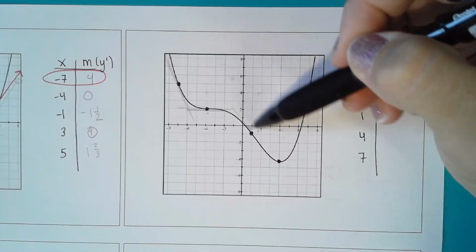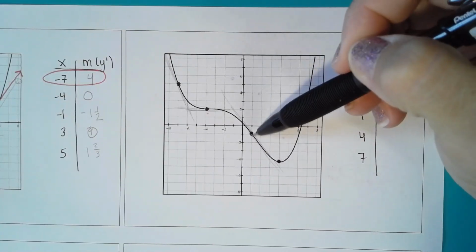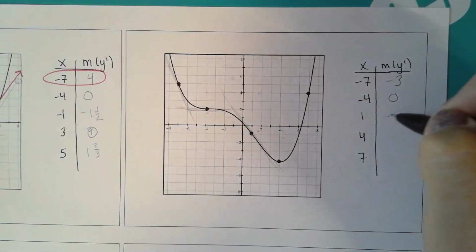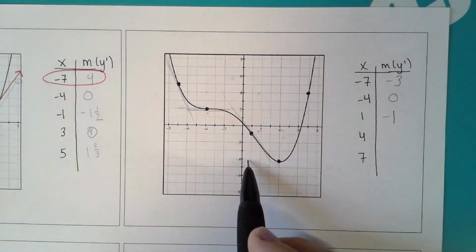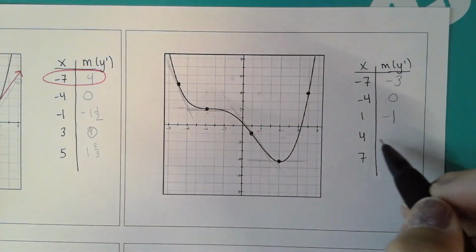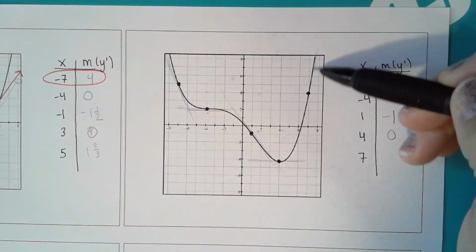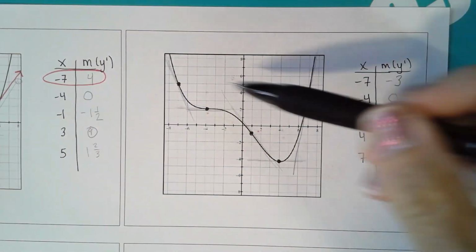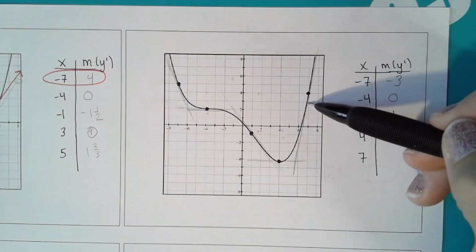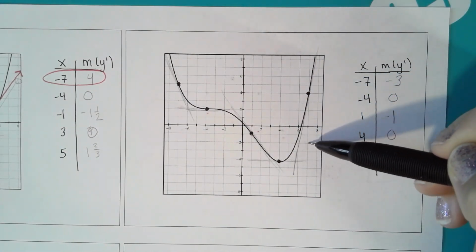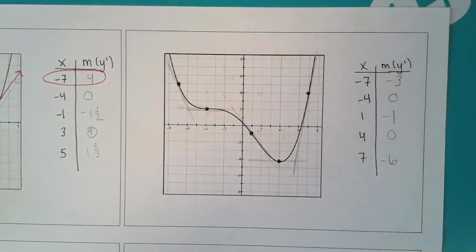If I were to draw in a tangent line at 1, I'd say it's pretty darn close to -1. At 4, I'd say we're 0. And then at 7, that's pretty steep. It's steeper than the one over here. 1, 2, 3, 4, 5, like maybe -6. An estimation, right?